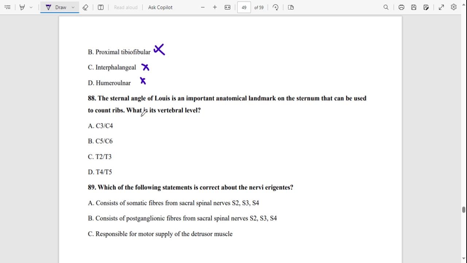The sternal angle of Louis is an important anatomical landmark on the sternum that can be used to count ribs. What is the vertebral level? Sternal angle is T4, T5.